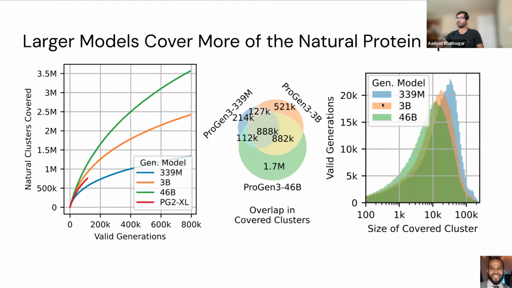And mechanistically, the clearest reason we saw as to why these larger models are covering more of protein space is that they're better able to represent rarer clusters. So here on the right panel, we take the sequences from each of the models and we map them onto the size of the clusters that those sequences get mapped onto. And you see that the larger models are much more likely to generate from these really small, rare clusters, which the smaller models are unable to generate from.